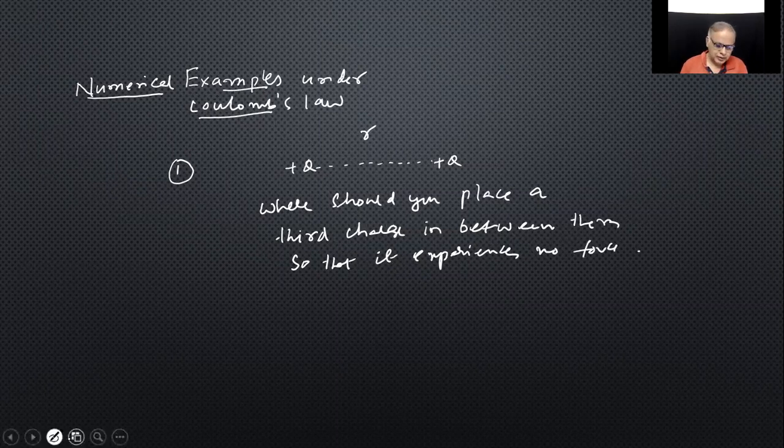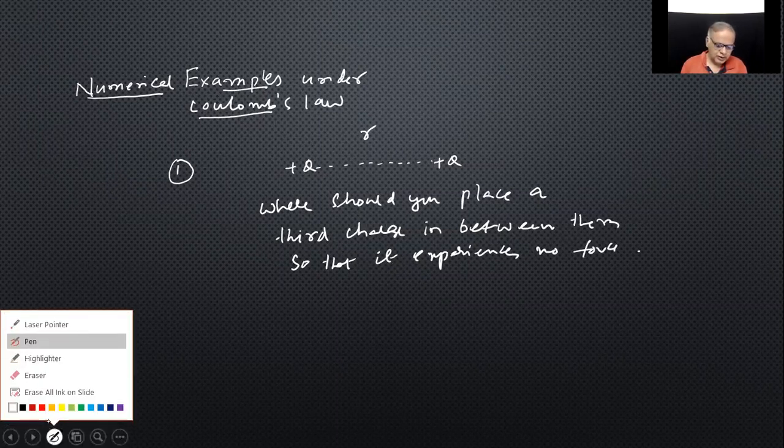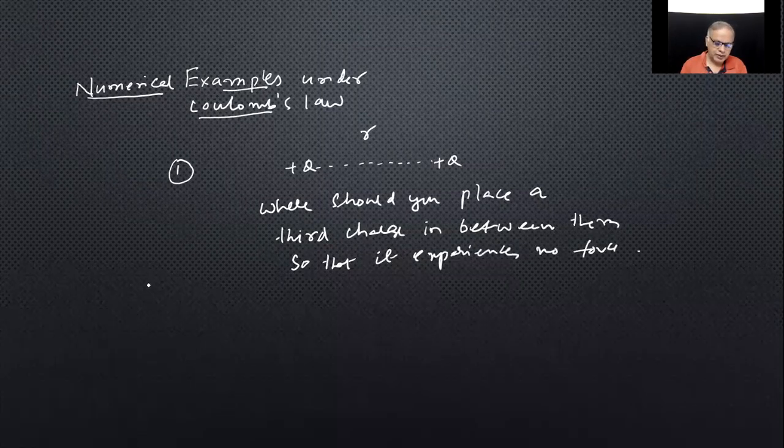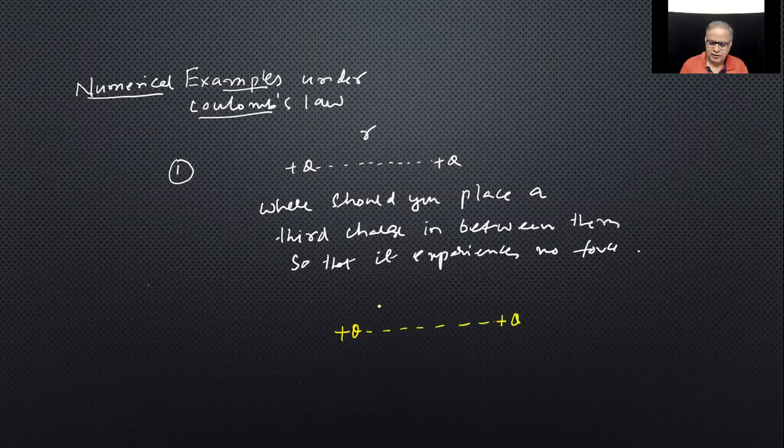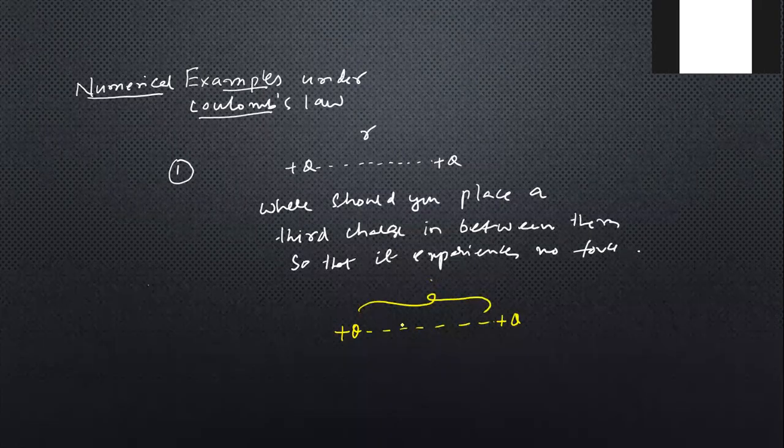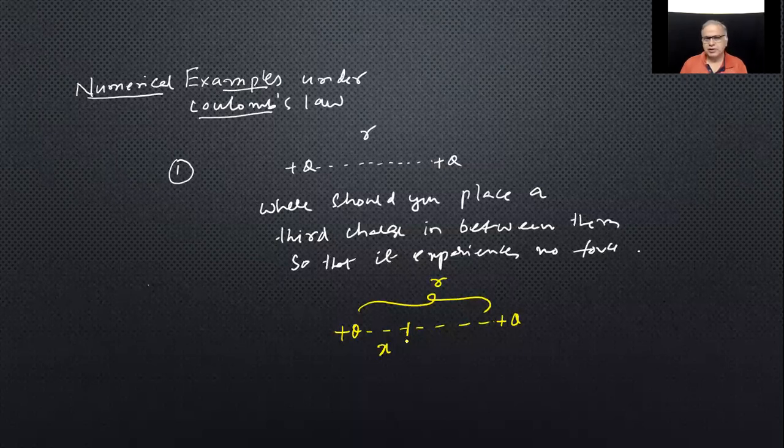So this is a very simple question, very obvious, but still we'll show it in a systematic way, because that's what you require to do for other questions which are not so direct. Think of having plus Q here, plus Q there. The distance is already mentioned to be R. So think that at a distance X here, you place the third charge. The third charge could be plus or minus. You can see it later. I'll think I have got plus Q here.